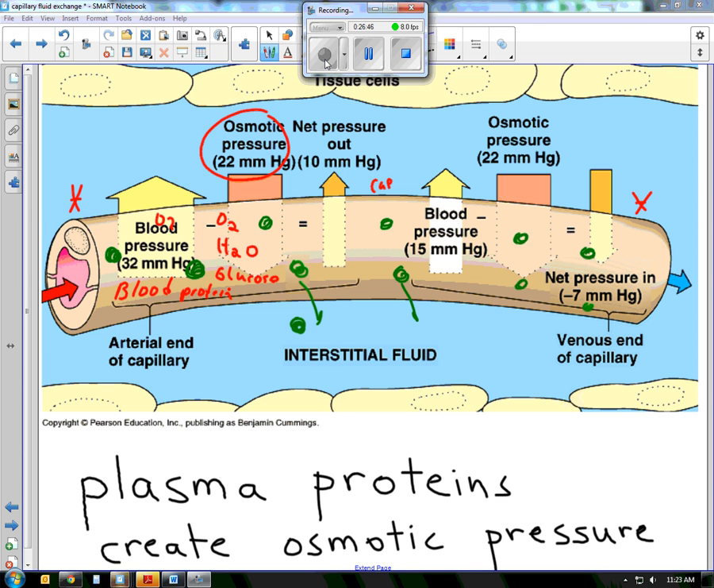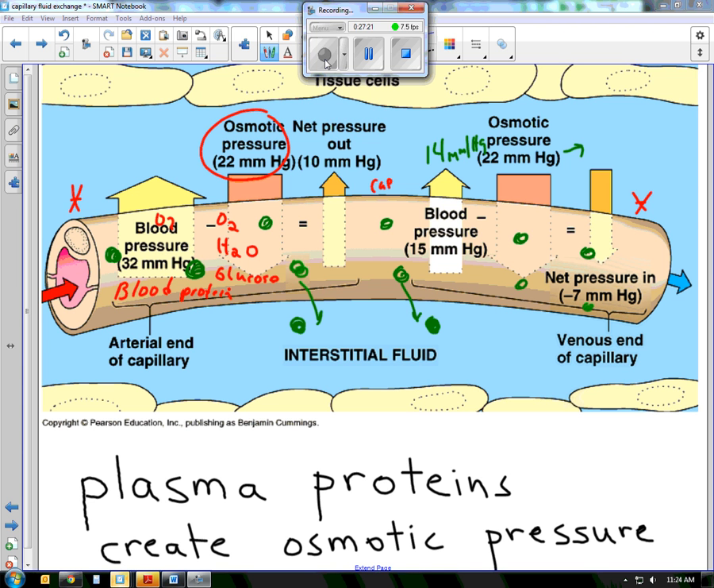Now, occasionally a blood protein may squeak out and leave the blood vessels. Why is that a bad thing? What would that create? It would lower the osmotic pressure. So now maybe this has dropped down, and if it ever drops below the blood pressure, let's say it dropped to 14 millimeters of mercury, now it would be really hard for fluids to return to the blood, and that would be bad.